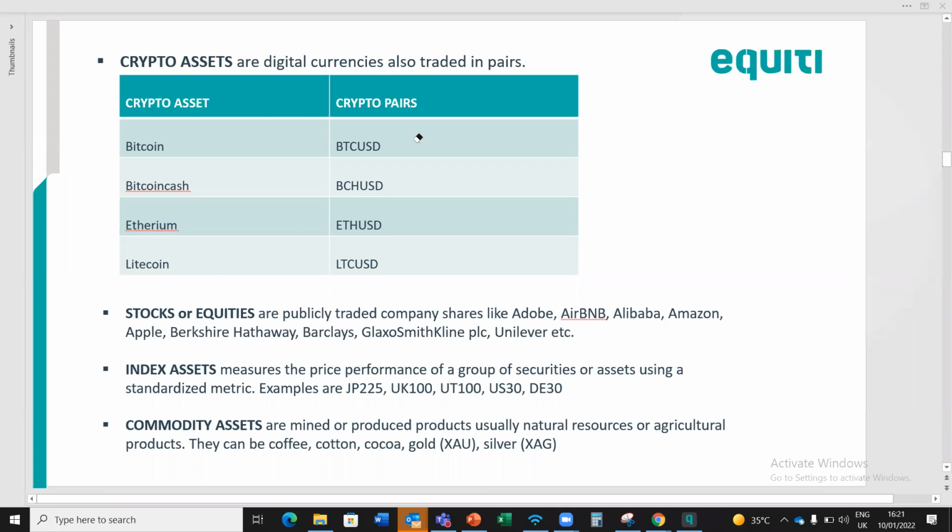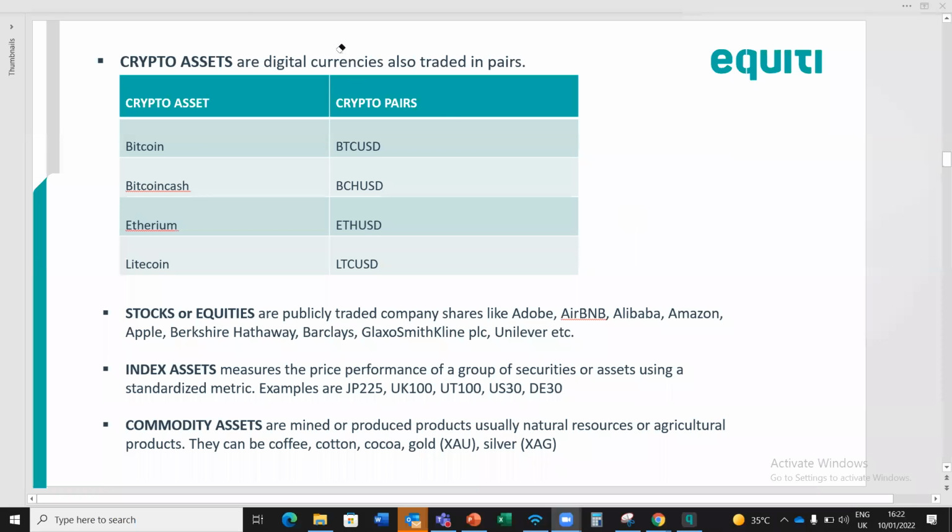All right, very beautiful. And then we have the US 30. You probably must have heard of Dow Jones. Yeah, Dow Jones is the US 30.